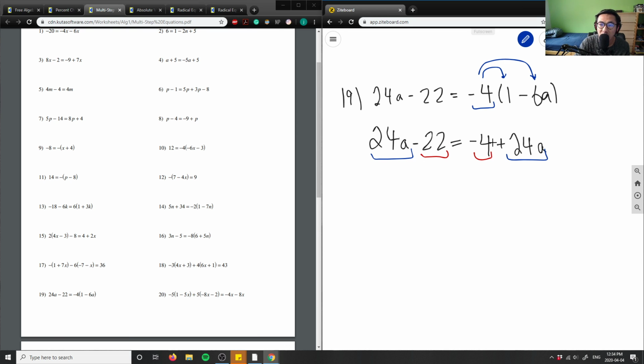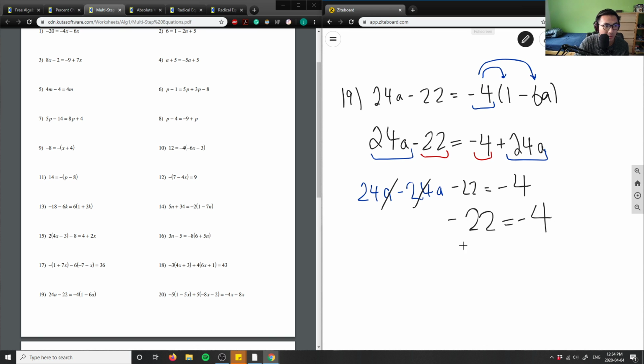So 24a, if I want to bring 24a into the other side, what do I get? I have positive 24. I'm going to have to subtract both sides by 24a. But if you look at what happens here, 24a minus 24a, and this here is still negative 22 equals minus 4. And these two cancel out to 0. I have here 24a minus 24a. This here cancels out to 0. So in this case, I have negative 22 equals negative 4.